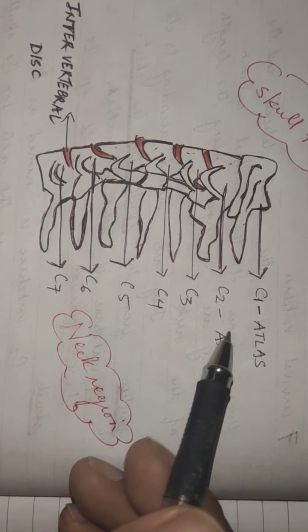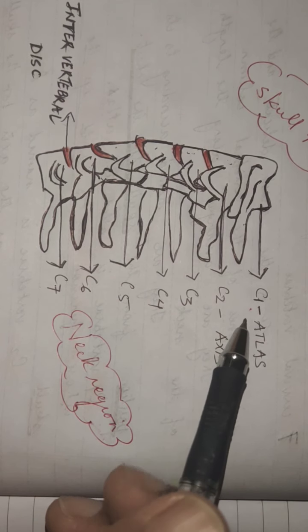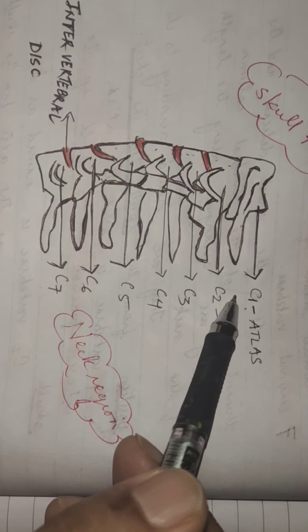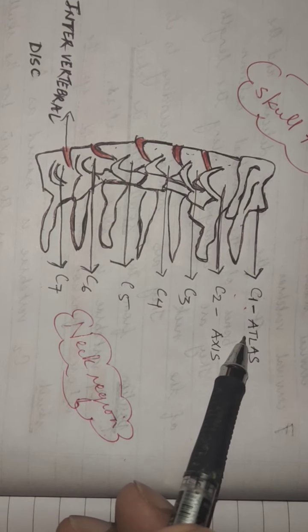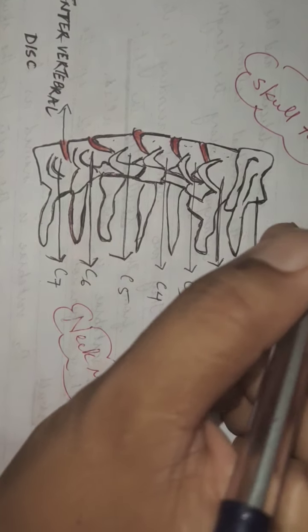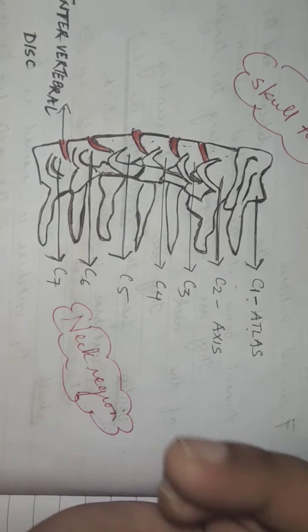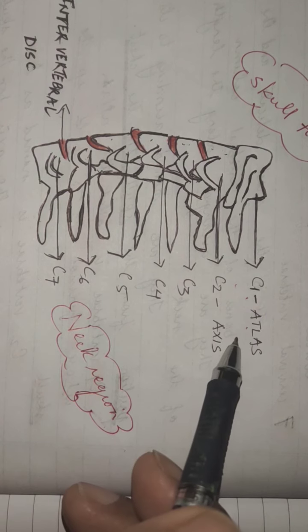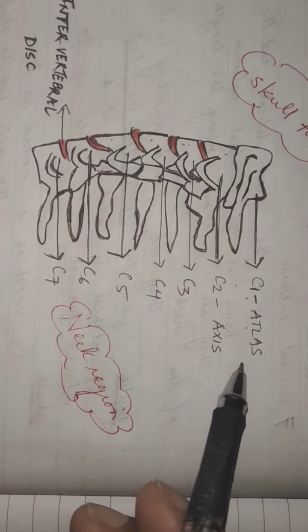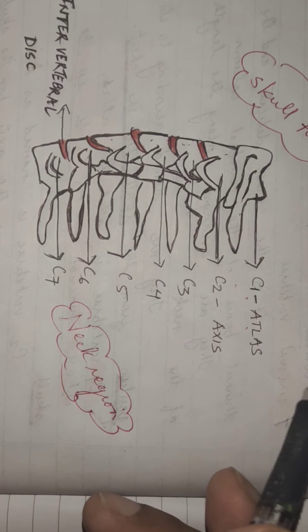Now C1 and C2 are important, and we need to know the function of these. C1 is called the atlas. The main function of this is to hold up the skull. The C1 vertebra is called the atlas, whose function is to hold up the skull.